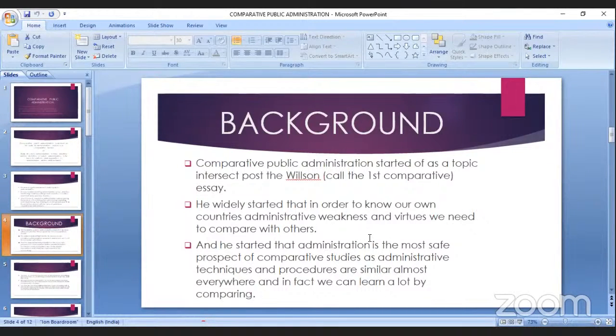And he stated that administration is the safest prospect of comparative studies, as administrative techniques and procedures are similar almost everywhere.